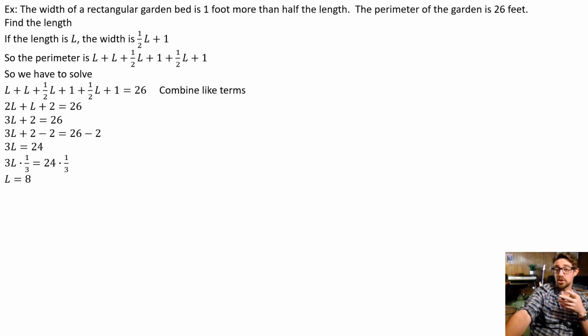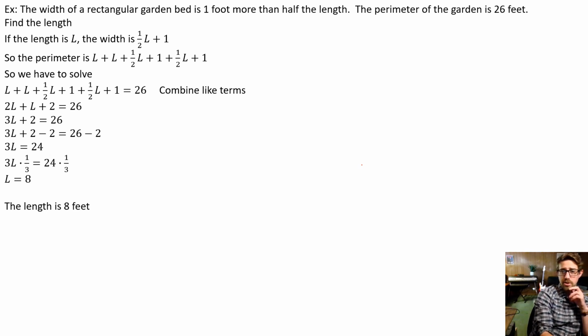Okay, so finally, just don't forget the units. The length is 8 feet. So let's just draw the picture again. We don't have to, but let's make sure it makes any sort of sense. Here's my length, and I'm telling you that's 8. And then the width is 1 more than 1/2 that, so the width is 5.